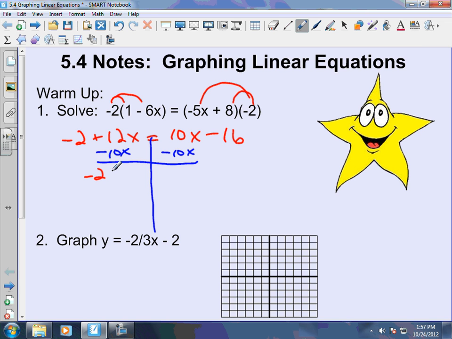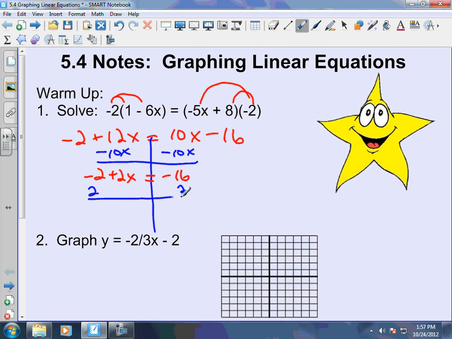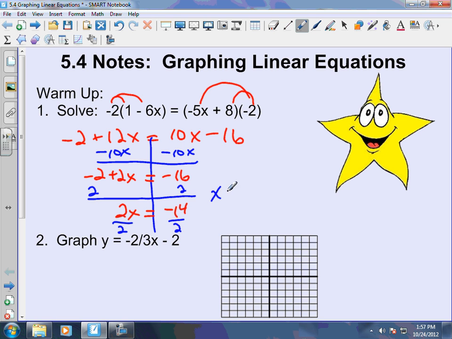So I have negative 2 plus 2x equals negative 16. Now I add 2 to both sides. 2x equals negative 14. Divide both sides by 2. X equals negative 7.